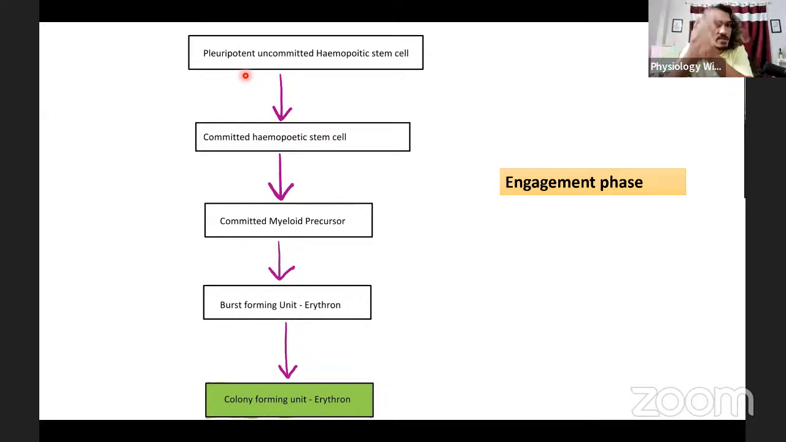There are two stages, either myeloid or lymphoid it can go. Here, it has to go into your RBC. So first it goes into a myeloid stage, and from the myeloid stage, it forms a BFU, that is burst forming unit erythron, which ultimately goes to a colony forming unit erythron. So this is your engagement phase that we're talking about.